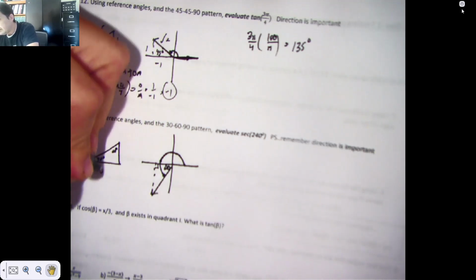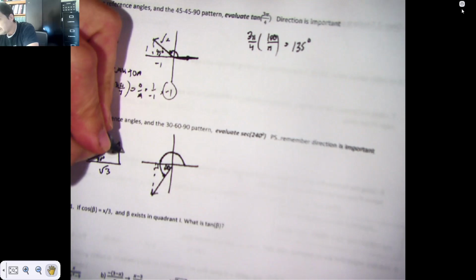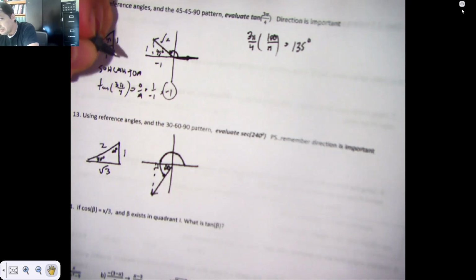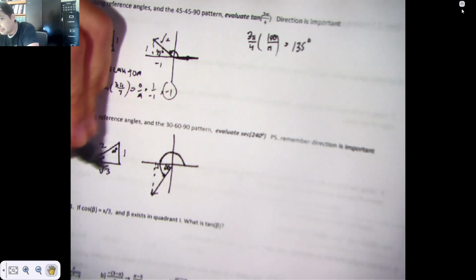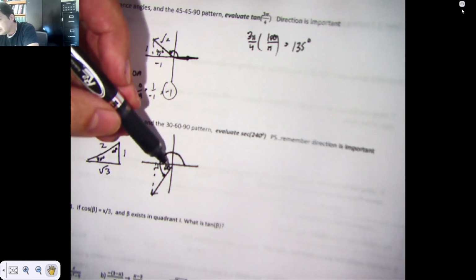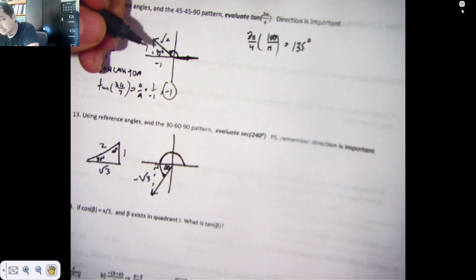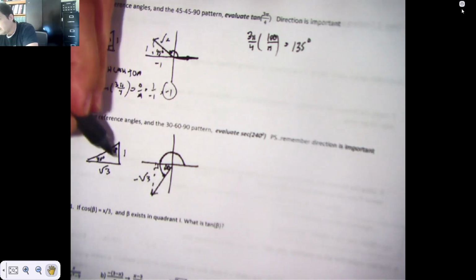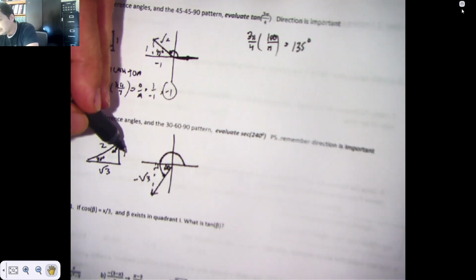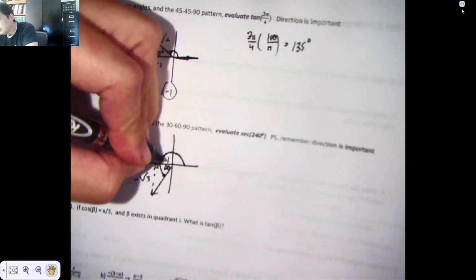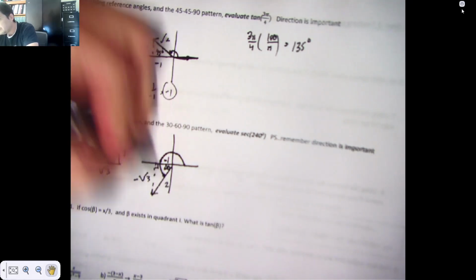Opposite of a 60 degree angle is a root 3. Opposite of a 30 degree angle is a 1. Hypotenuse is 2. 1, 2, 3. Root on the 3. Now this is a 60 degree angle, which means I need a root 3. It's negative because it's falling. Adjacent to the 60 degree angle is a 1. It's running left. It's negative. Hypotenuse is always positive. Now I'm asking you for the secant ratio.